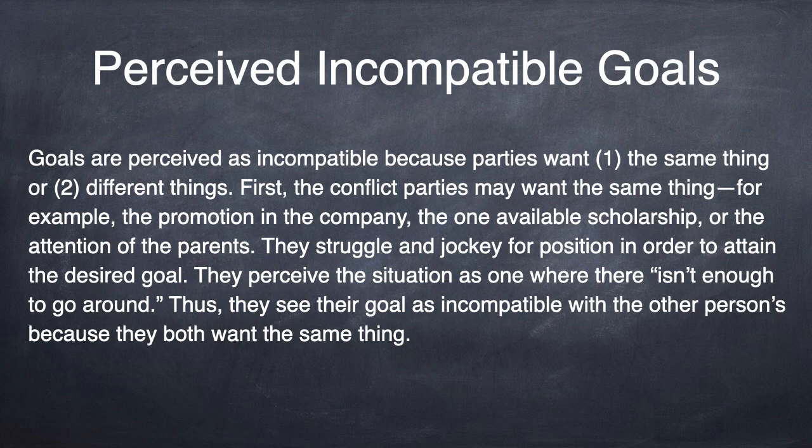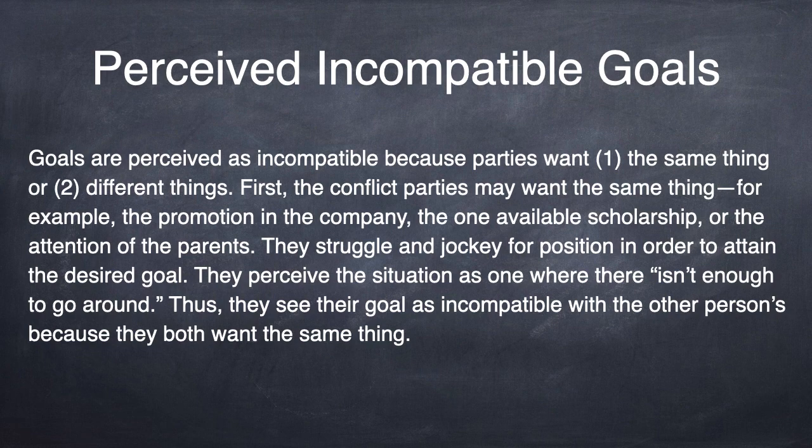That would be an example of we want the same thing. Or different things. Maybe I want to pursue other relationships and you don't. That is something that we're going to have to look at. Those goals would be incompatible. First, the conflict parties may want the same thing. For example, the promotion in a company. Maybe the scholarship that's available. Or if you have siblings, the attention of the parents. You're constantly jockeying and struggling for position in order to attain your desired goal.